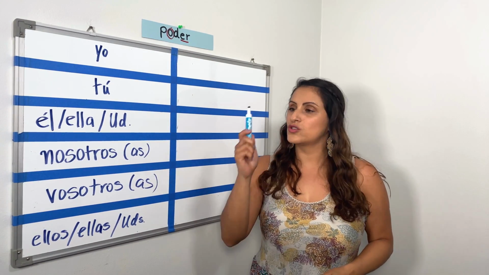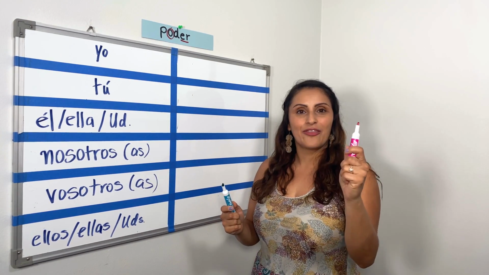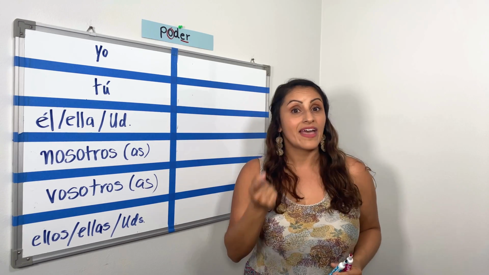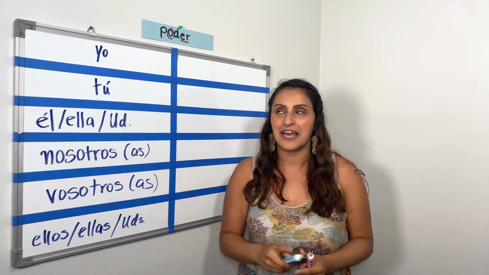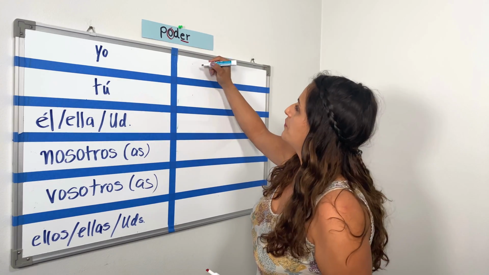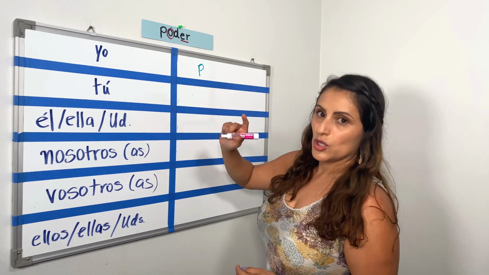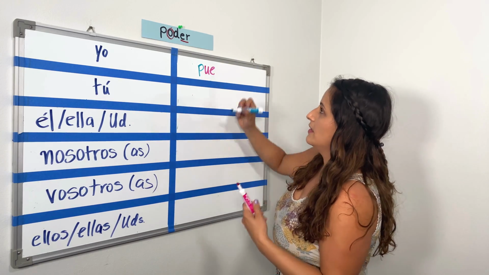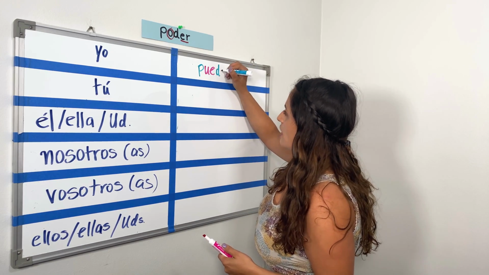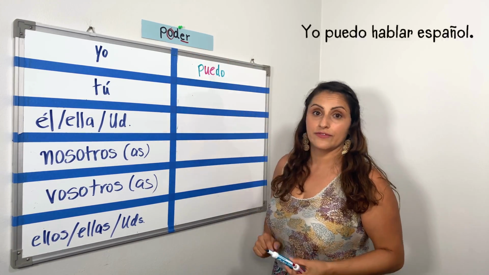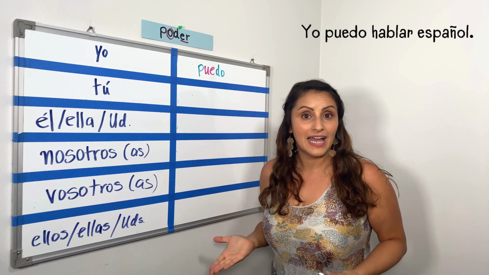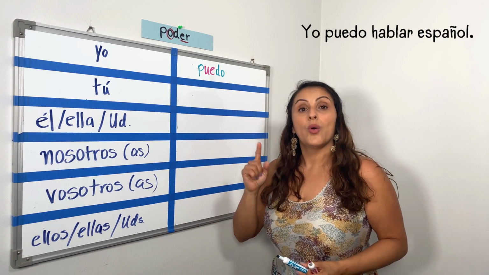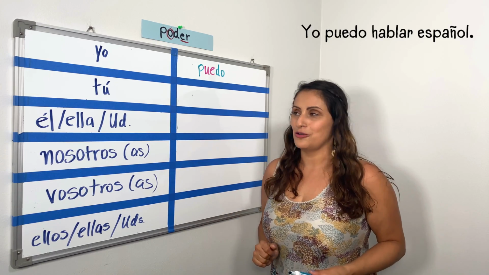Once again, usamos azul y rosado para que tú puedas ver la diferencia. Poder, yo. We got to the O, we changed to UE, and then we finish it off like a regular ER verb. Yo puedo hablar español.